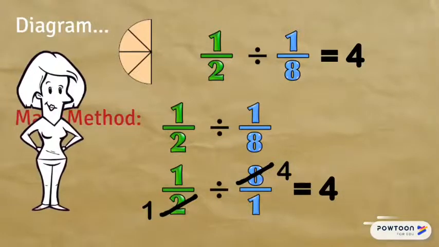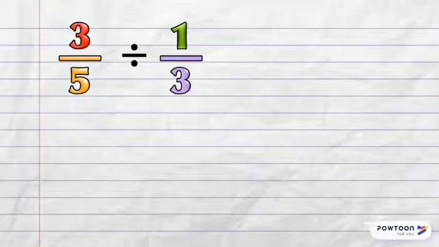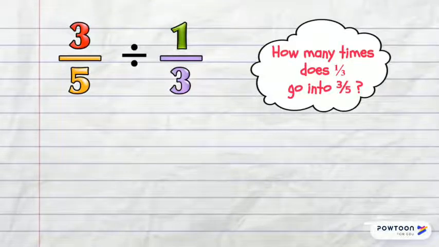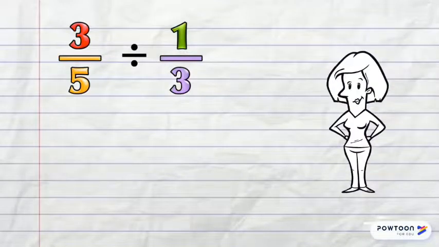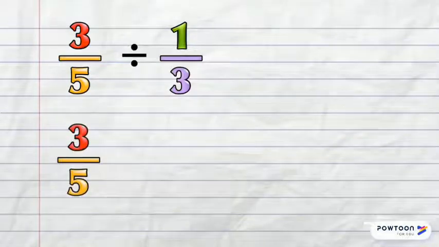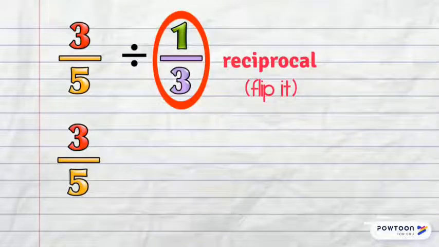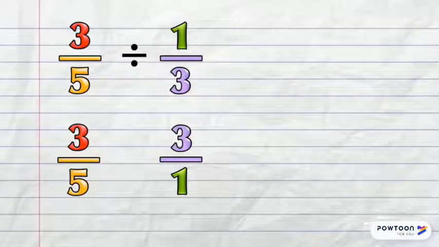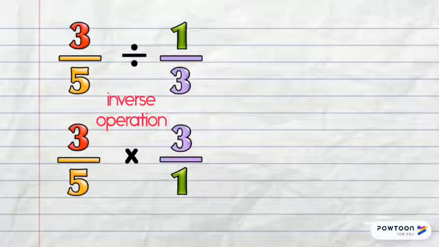So let's work another one, and this one a bit more tricky. 3/5 divided by 1/3. And remember, it means how many times does 1/3 go into 3/5? I'm not using a diagram for this one, straight to the math method instead. Our fraction on the left stays the same. We get the reciprocal of the right-hand fraction. We flip it, and that gives us 3 over 1. When we invert that fraction, we also use the inverse operation. Swap the sign from divide to multiply.